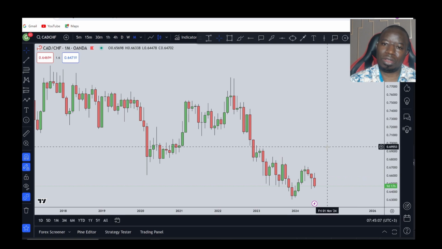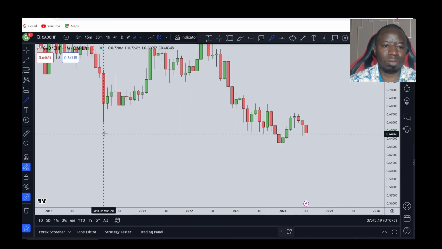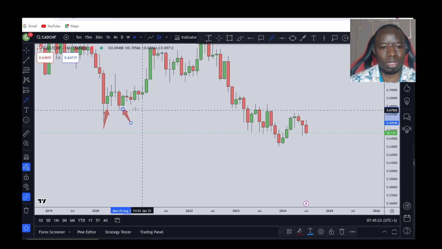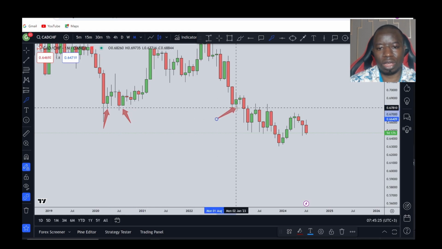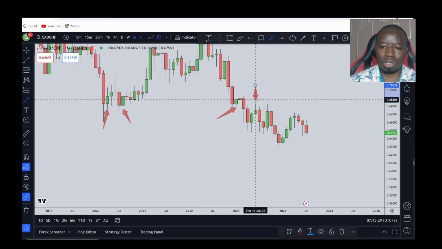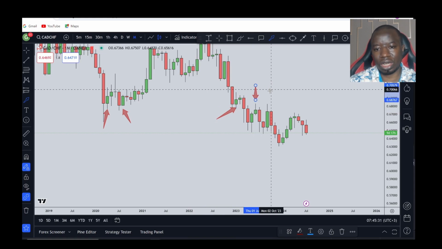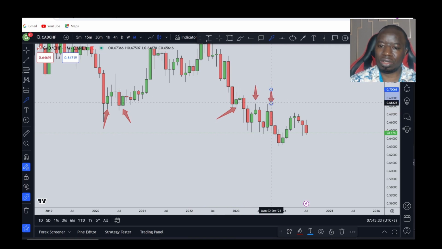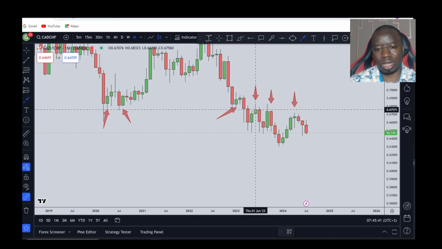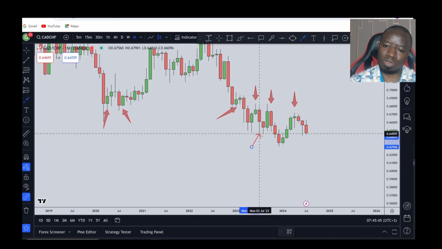Also, something else to note here: there was a level of rejection right here. Then price was able to break through it to the downside, came back to retest it, and it was held to the downside. It tested it again and was held again, and right here it tested it and was held again. Every time we see it being tested from the downside and rejected, price makes a strong move to the downside.